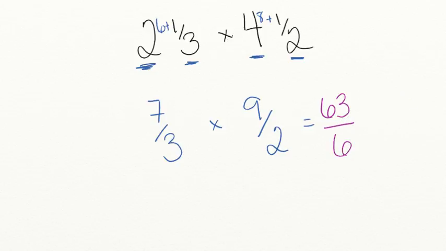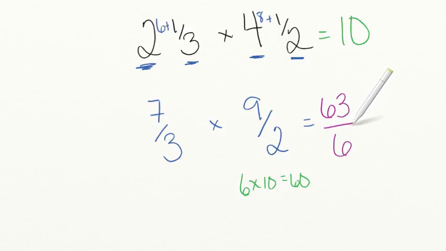But we're not finished yet because we still need to convert this back into a mixed number. So how many times can our denominator go into our numerator? Well, 6 times 10 equals 60. And 6 times 11 equals 66, which is greater than our numerator. So that means that we have 10 wholes, but then we have to find our fractional amount left over.